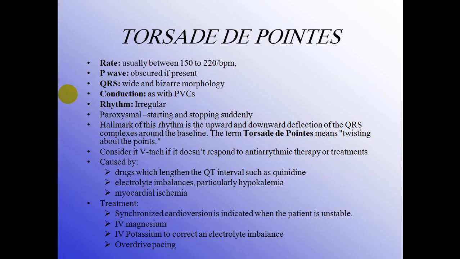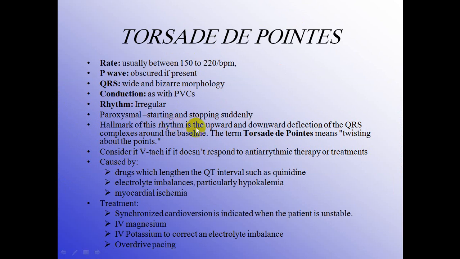What do we mean by torsades de pointes? Torsades de pointes is a French medical term used for a type of VT, as we discussed previously, but it's a polymorphic VT. The rate is usually between 150 and 250. P-waves are obscure or absent. The QRS complex is wide with bizarre morphology. Conduction is as with premature ventricular contractions, and the rhythm is irregular and paroxysmal, starting and stopping suddenly.